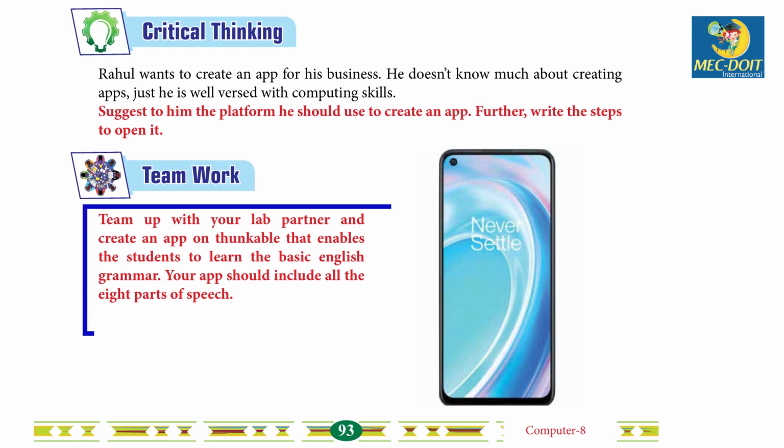Teamwork. Team up with your lab partner and create an app on Thunkable that enables the student to learn basic English grammar. Your app should include all the 8 parts of speech. Answer: ask students to do it by themselves.